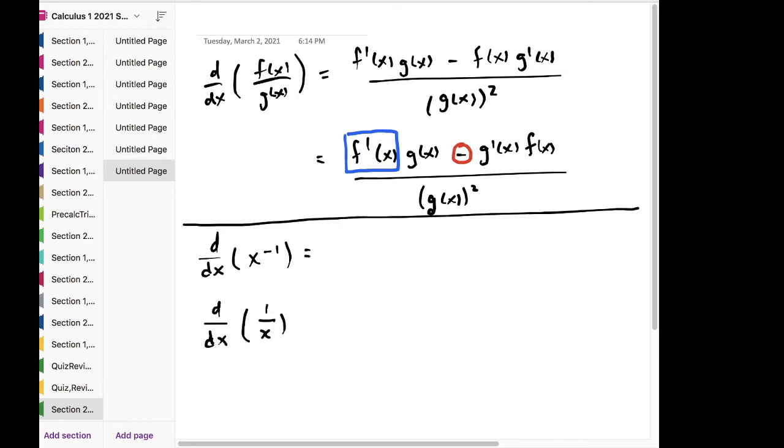So using the power rule, the derivative of x to the negative 1 is negative x to the negative 2. And by the quotient rule, the derivative will be the derivative of 1, which is 0, minus the derivative of the denominator, which is 1, times the numerator, which is 1, divided by the denominator squared. Yeah, so that verifies that's okay.